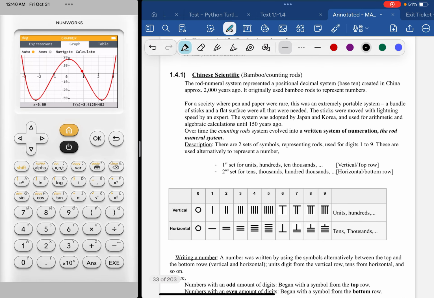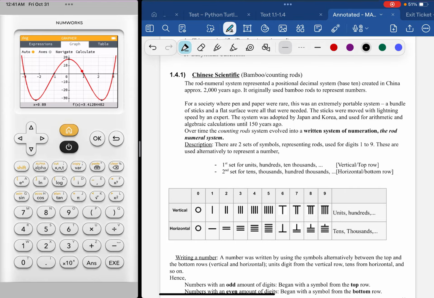The idea is that without having pencil and paper, you could carry around rods and use those. They don't have to be overly large, but basically you're counting sticks in order to determine numerical values. And if you have certain arrangements of them, that would correspond to certain numerical values. The way they did it was they broke it up into horizontal sets and vertical sets.